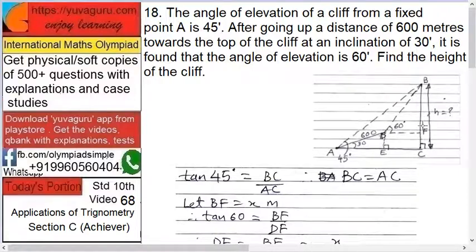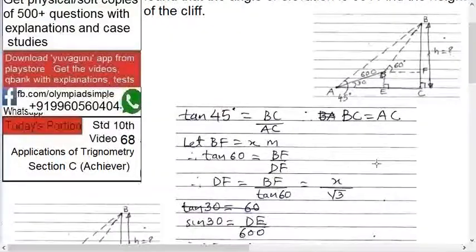Portion. BF equals X. Tan 60 equals BF upon DF. This is BF upon DF, right? Okay. Therefore, DF equals BF upon tan 60, right? DF here, tan 60 here. But BF we know is X. So DF is X upon root 3, since tan 60 is root 3.